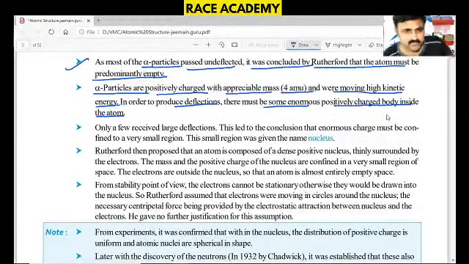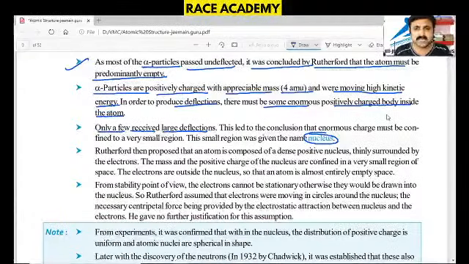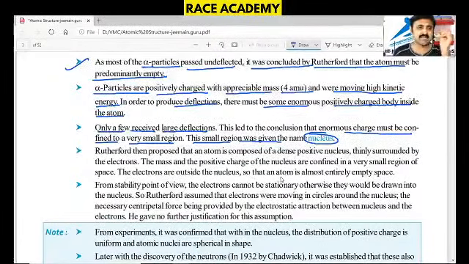What is the meaning of this? Once the alpha particles are moving with high kinetic energy, if deflection occurs, definitely there should be a positively charged body inside the atom. But that did not happen for most; only very slight deviation happened. The place where deflection happened was called the nucleus at that time. Only a few received large deflections, which led to the conclusion that the enormous charge must be confined to a very small region, and that small region was given the name nucleus. So the nucleus is the location where the entire mass of the atom is present.